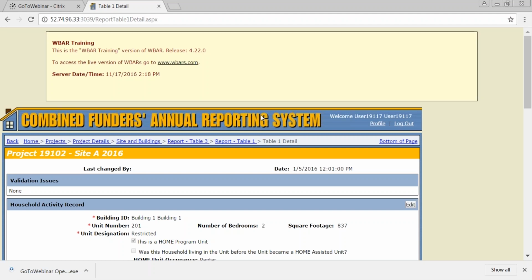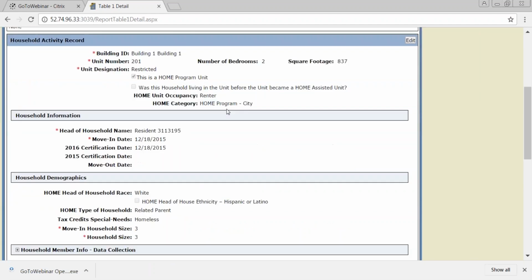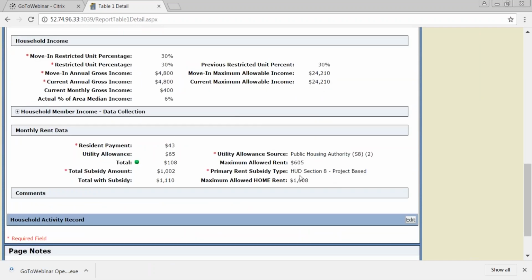WBARS does not have a system validation for a situation where a tenant-based Section 8 voucher is in place. So you need to look at this on your own. So in the case of Unit 201, we're going to scroll down and see that it's a project-based unit.